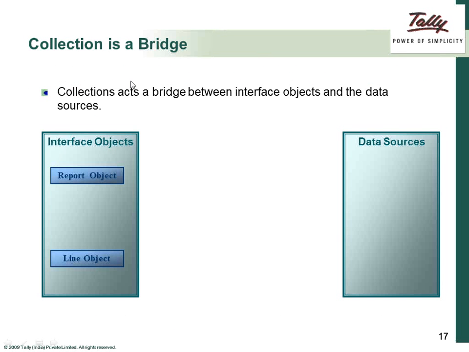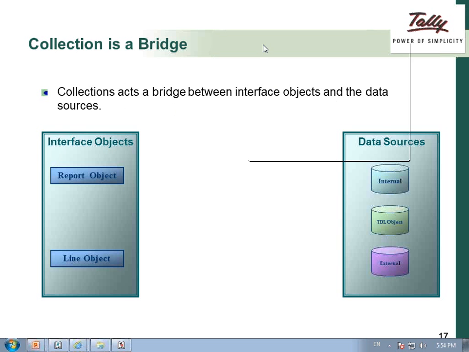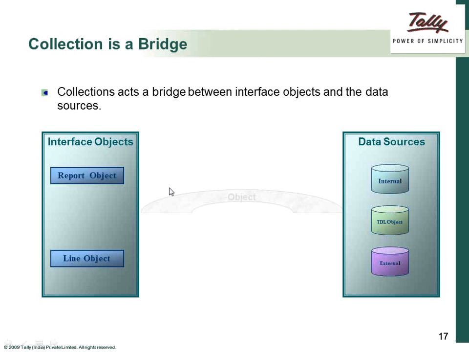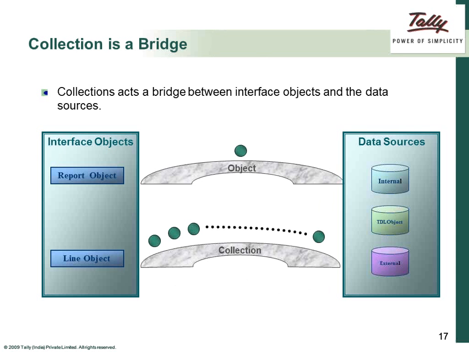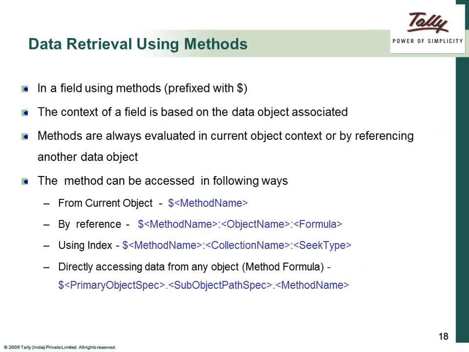So, collection acts as a bridge between the interface objects and the data sources, whether internal, external, or TDL object. Report level, form level, part level, it is an object. At line level, a collection is the object association. Methods is what we talk about next.